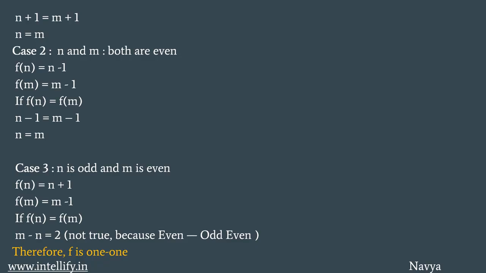Now case 3 is n is odd and m is even. So f(n) = n + 1 and f(m) = m - 1. So if f(n) = f(m), m - n = 2, which is not true because even minus odd is equal to odd, therefore f is 1-1.